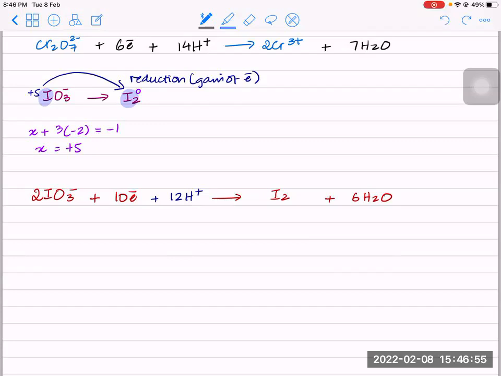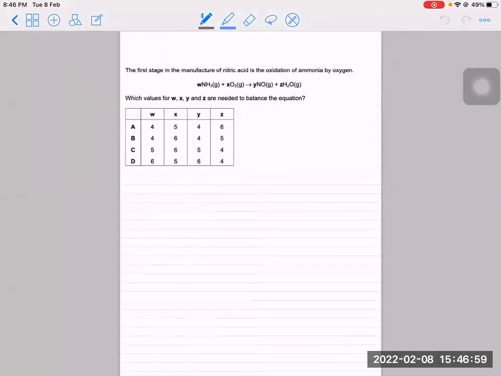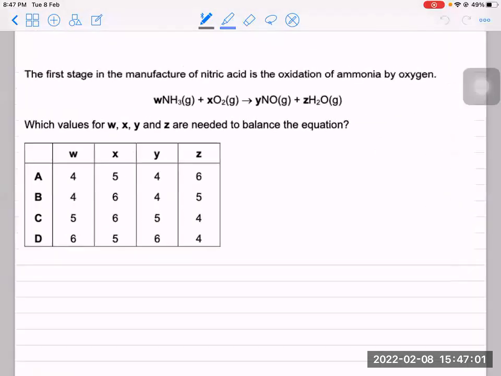Now let's see questions on redox. The first stage in the manufacture of nitric acid is the oxidation of ammonia by oxygen. They've given you the overall equation, right? And they're asking you to balance this equation, and you need to give values of W, X, Y, and Z.